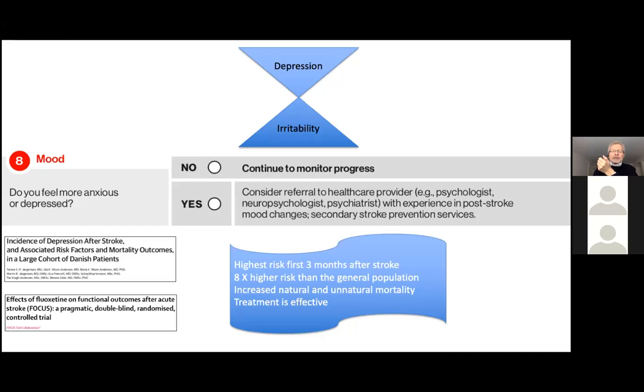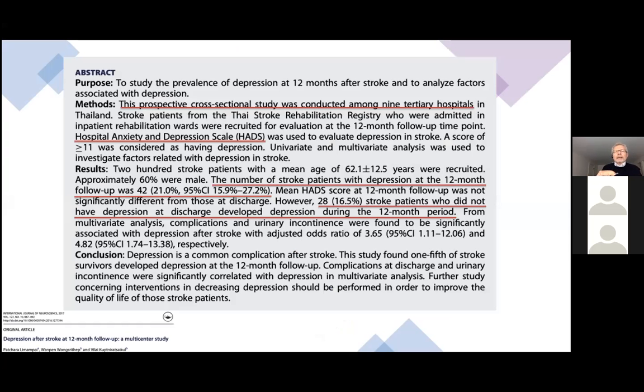So what do we know about depression? In large prospective studies, this was a study looking at 9 tertiary hospitals using the Hospital Anxiety Depression Scale, the number of stroke patients with depression at 12 months follow-up was 21%. So 1 in 4 of our individuals potentially in follow-up will have depression at 12 months.